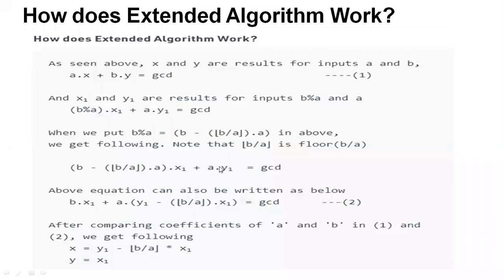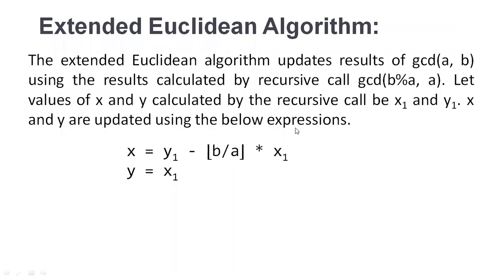This equation can be written like b into x1 plus a into y1 minus b divided by a into x1 is equal to GCD, right? After comparing the coefficients of a and b, we get this equation: x is equal to y1 minus b divided by a into x1, and y is equal to x1. So how did you get this expression here? In the program you have to use this one only, but how did you get it? By using the Diophantine equation.